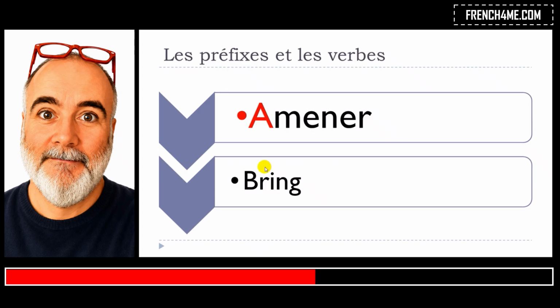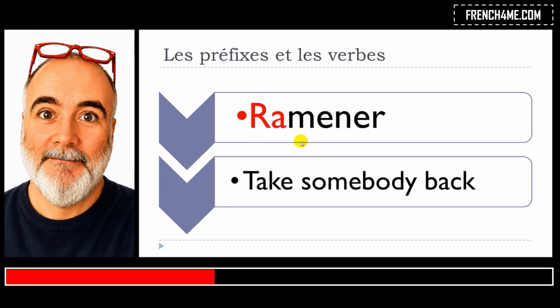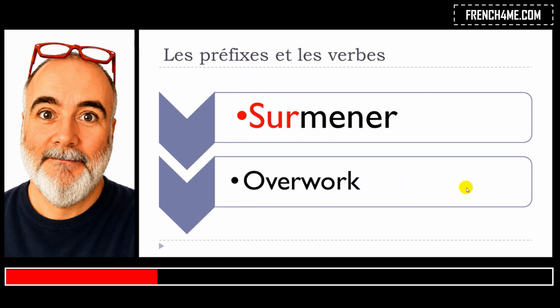Okay, so let's see now. The first one is amener. Amener, okay? And you can see here the translation. Then emmener, emmener, okay? Same thing here. Ramener, ramener. Surmener, surmener. And then you've got the translation right here.